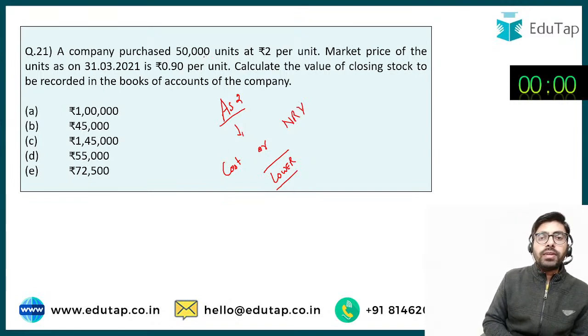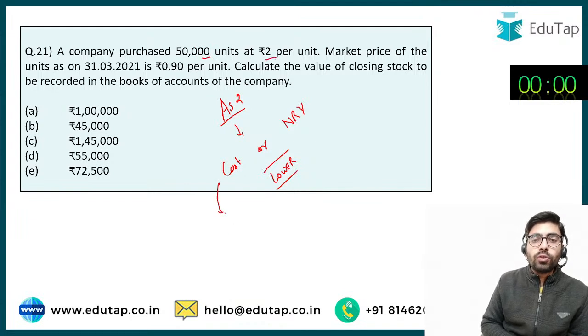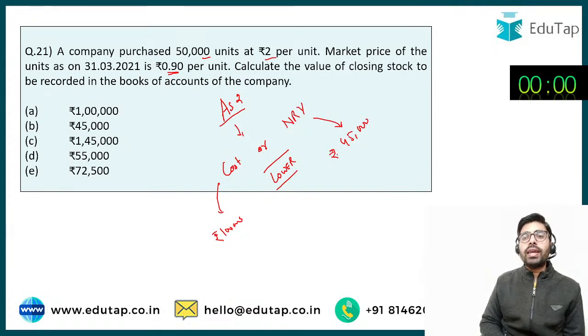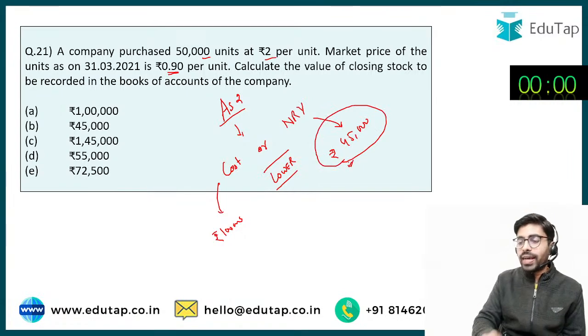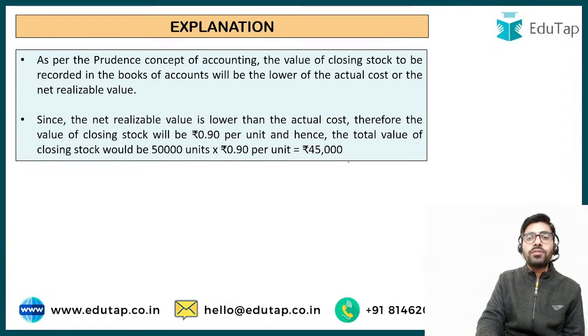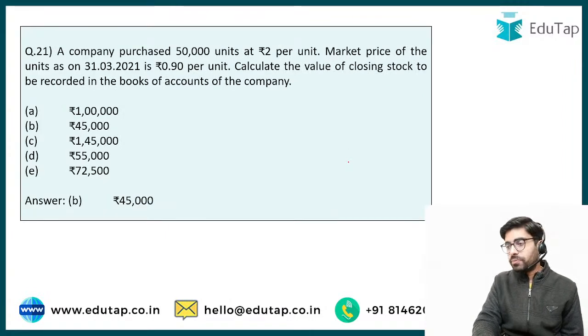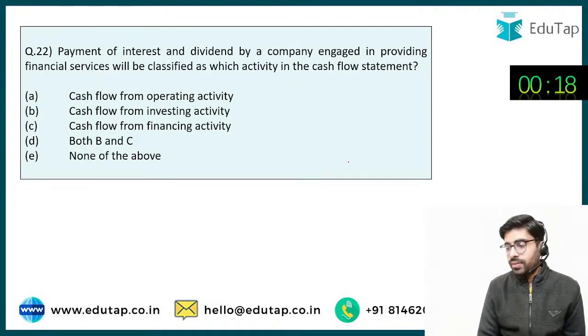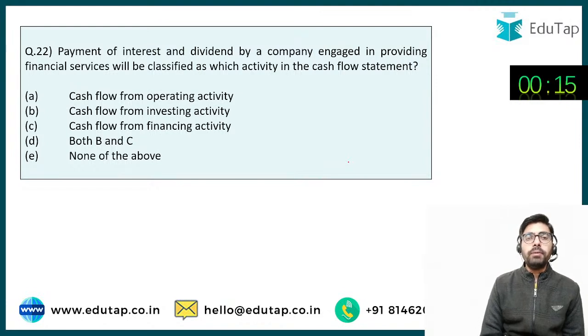So the company has purchased 50,000 units at rupees 2. So cost is going to be rupees 1 lakh. The market price is rupees 0.9 per unit. Now if the company is going to sell them, it is only going to recover 50,000 into 0.9, that is rupees 45,000. So cost or NRV, whichever is lower. So rupees 45,000 is going to be the amount of the stock which is to be recorded as per Accounting Standard 2. So answer is going to be option number B. All of you are saying option number B.